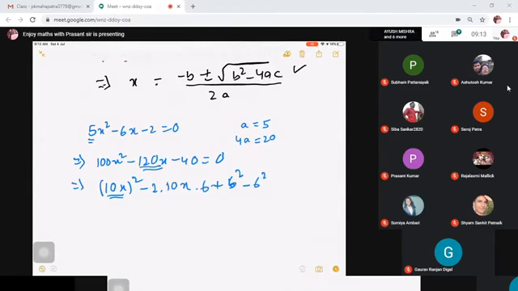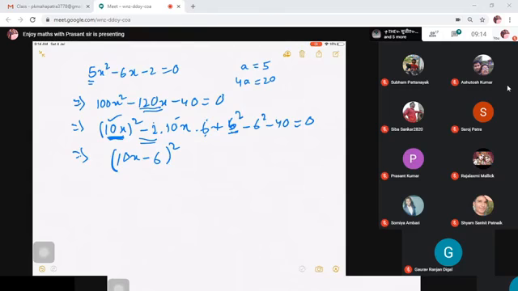So here we have a equal to 10x, b equal to 6. And here we have a minus, that means 10x minus 6 whole square. Here we got a minus b whole square, a square minus 2ab plus b square. So 10x minus 6 whole square. And what are we left with? We are left with minus 6 square minus 40, equal to 0.